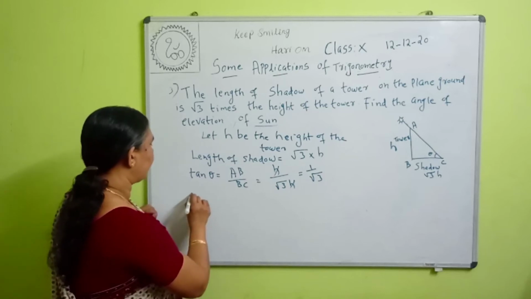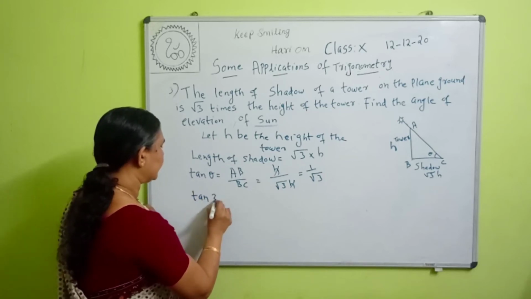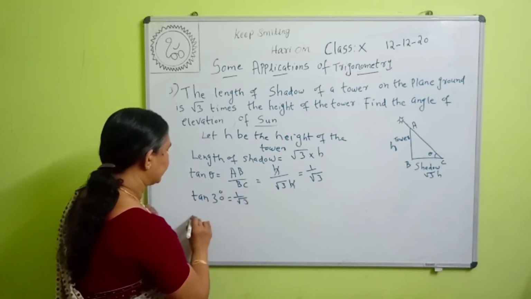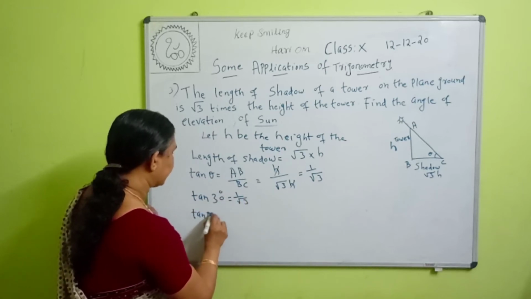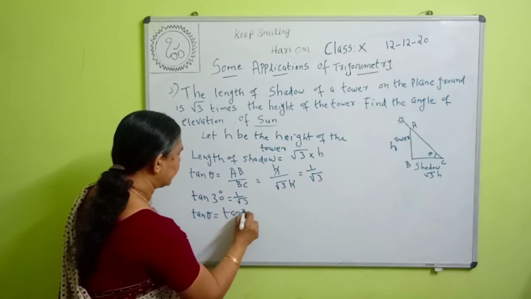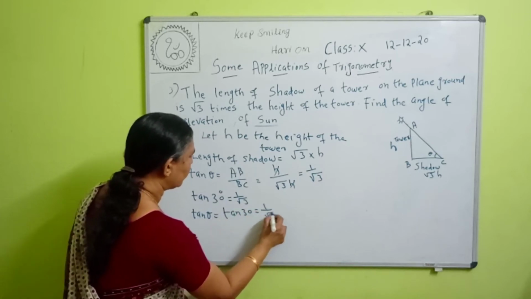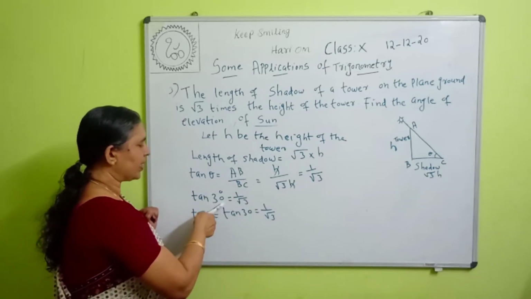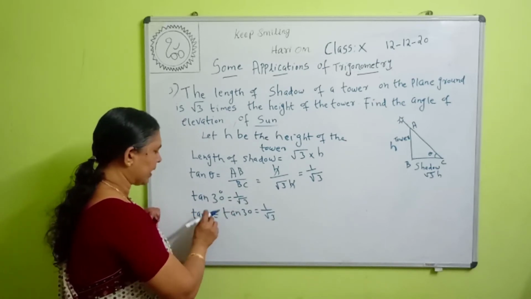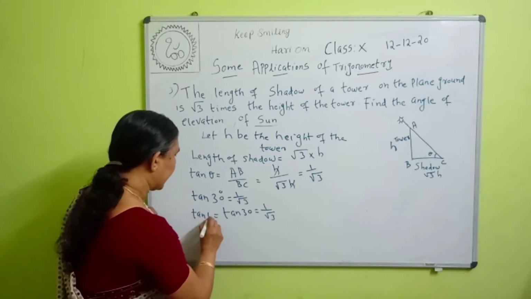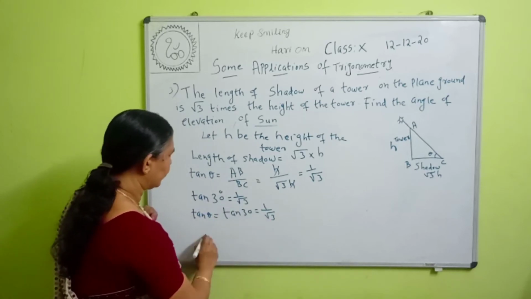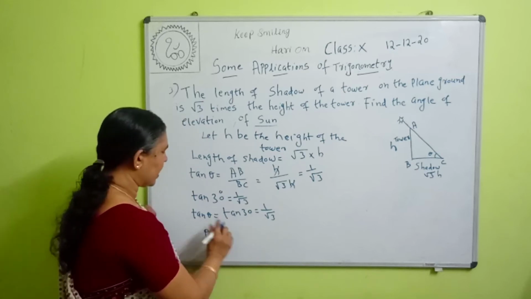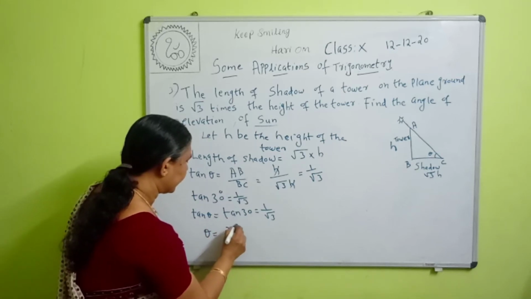30 degree. Therefore, tan 30 degree is equal to 1 by root 3. Then tan theta is equal to tan 30, which is equal to 1 by root 3. We know that the tan of 30 degree is equal to 1 by root 3. So tan theta is equal to tan 30 degree. Then what is theta here? Theta is equal to 30 degree.